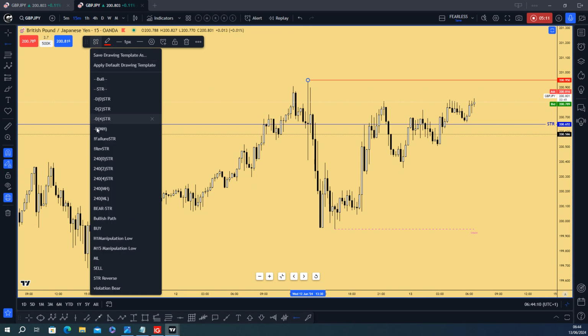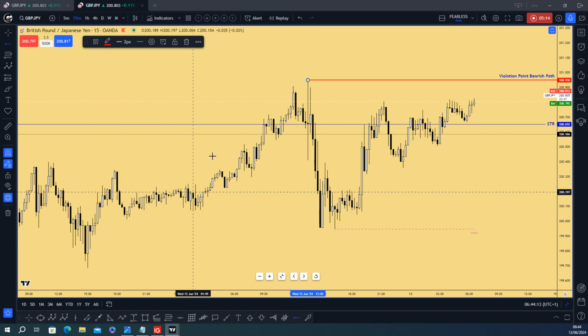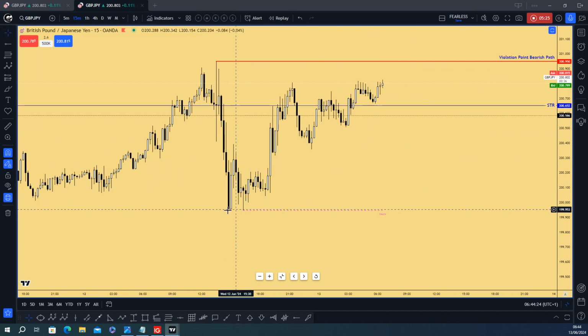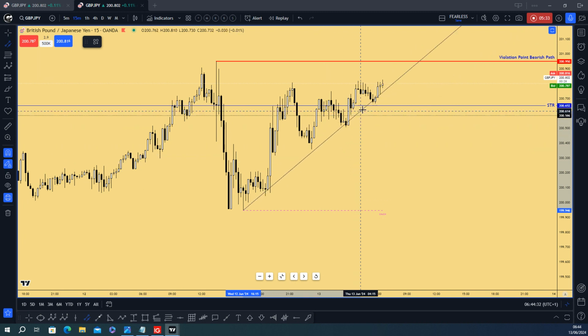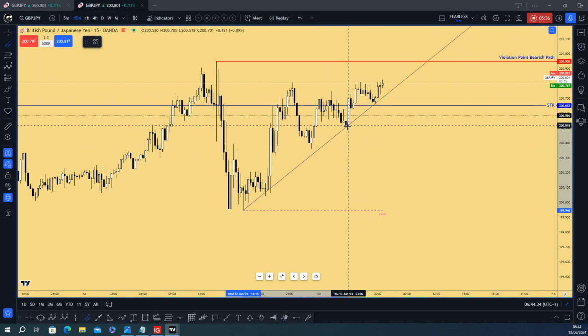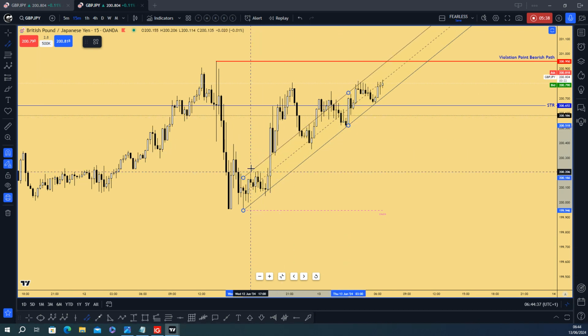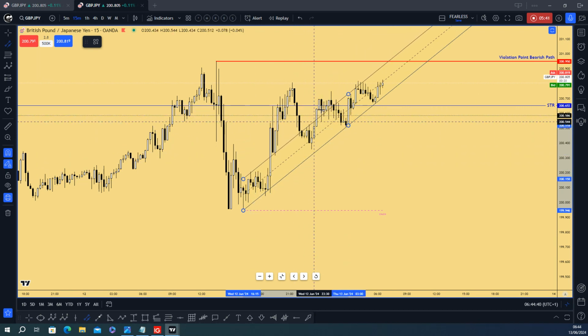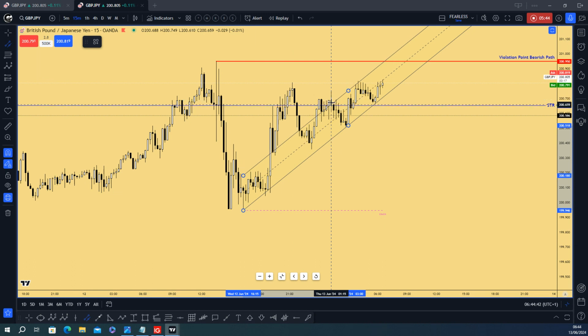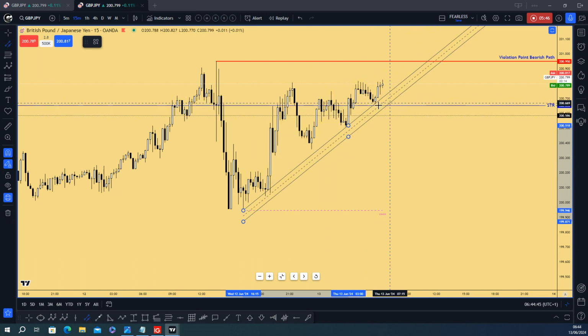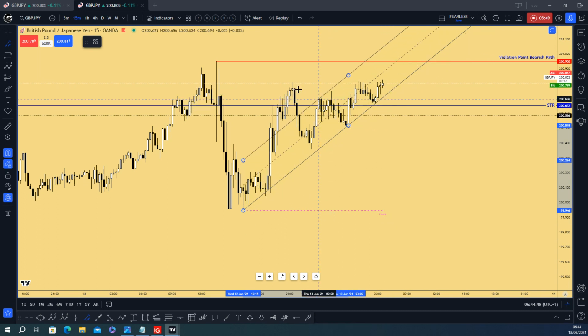Let me see if I have that there. That will be the violation point. We do not want the price to come above here in order for this trade to be valid. What we currently have here, you can use the channel. Let me try that. The downside is what we're looking for, a break.